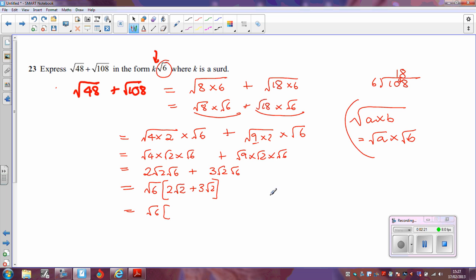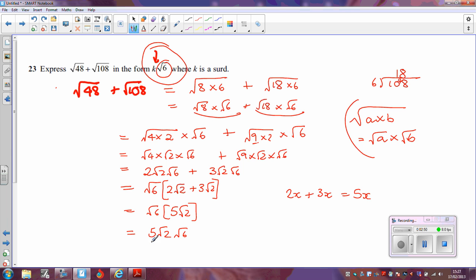I remember that when I add surds, when I've got something like 2 root 2 plus 3 root 2, it's a bit like 2x plus 3x. Well, 2x plus 3x is the same as 5x. So 2 root 2 plus 3 root 2 is the same as 5 root 2. And I'm getting there. I'm not quite there at the moment. If I rewrite this, and remember I'm trying to have it in this form, I'm going to write it as 5 root 2 root 6.